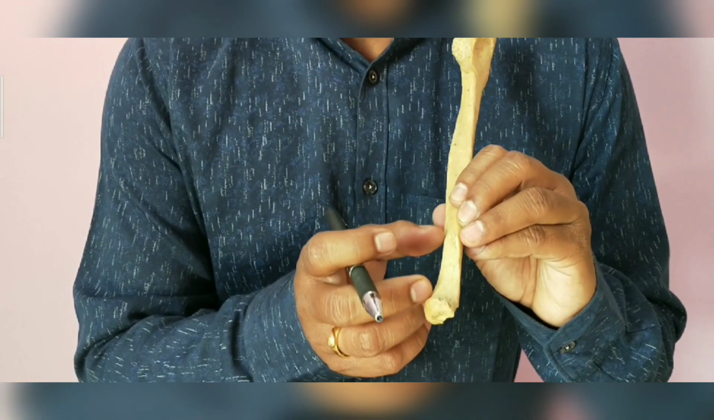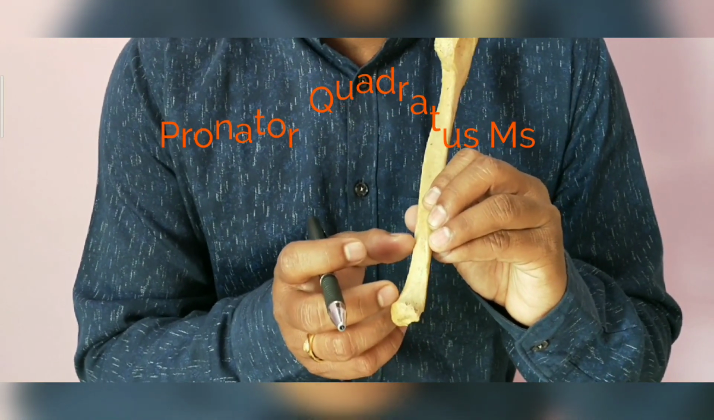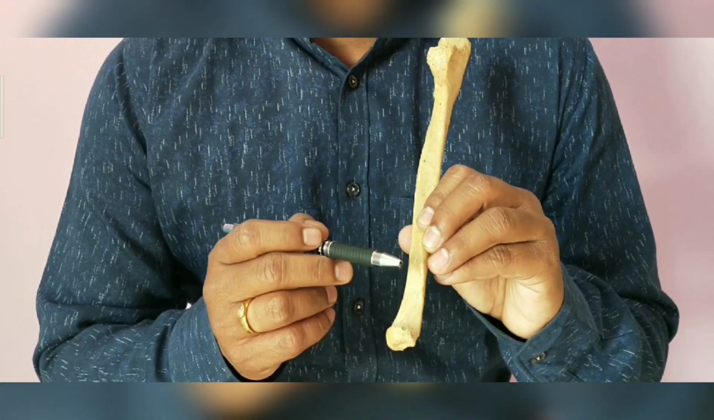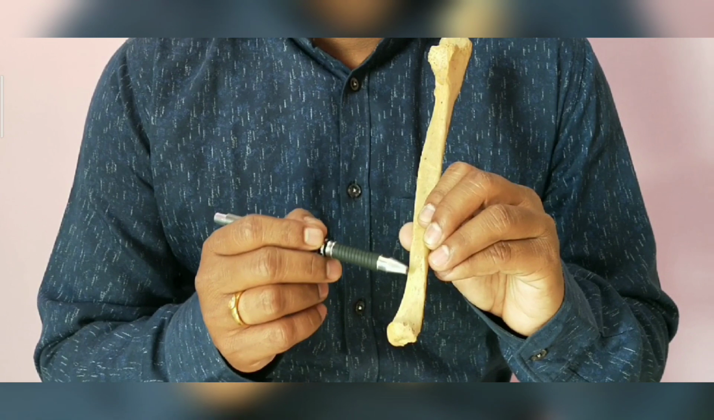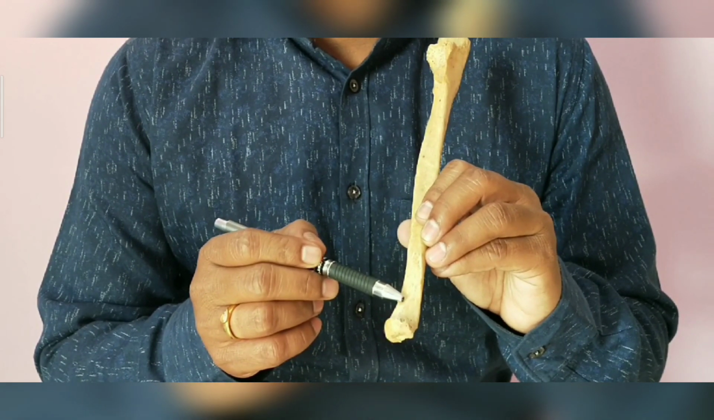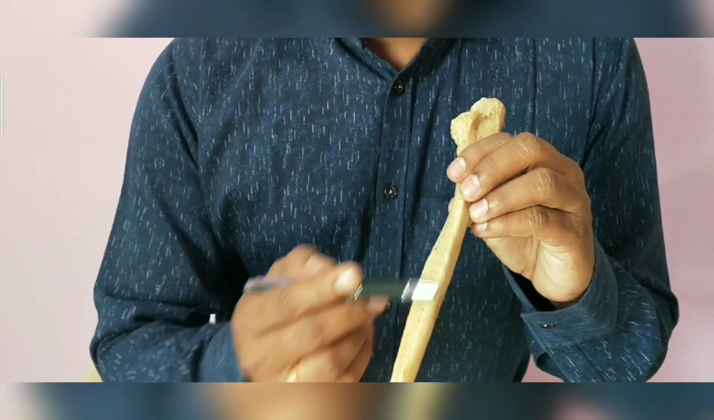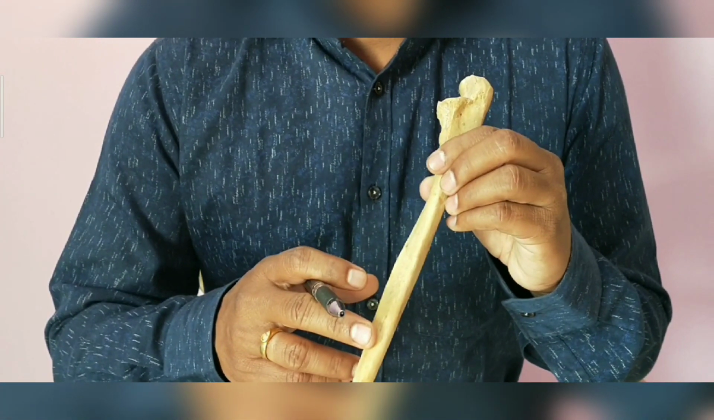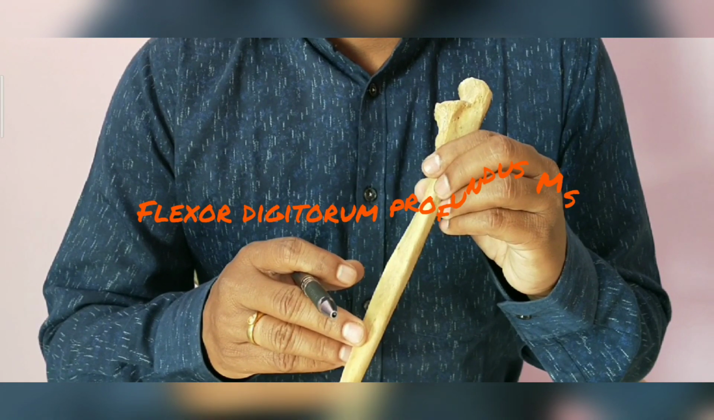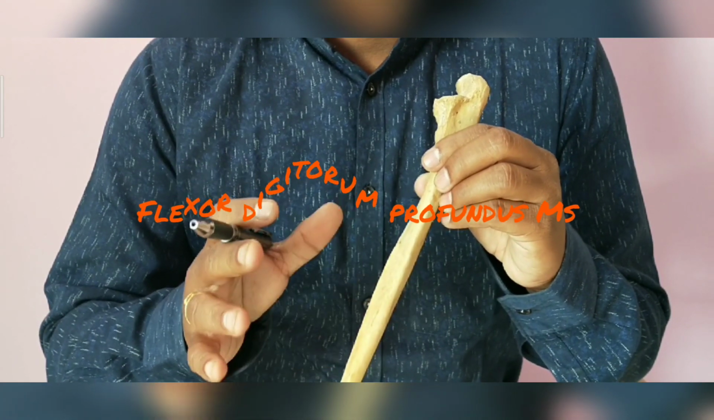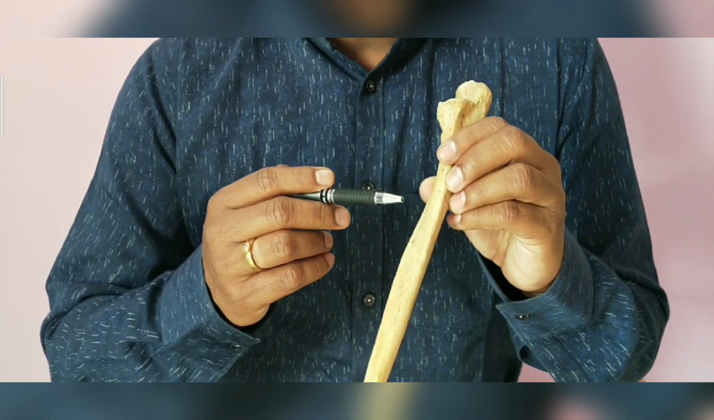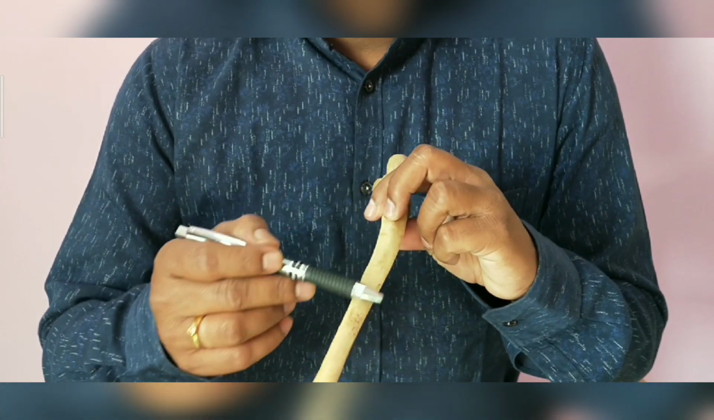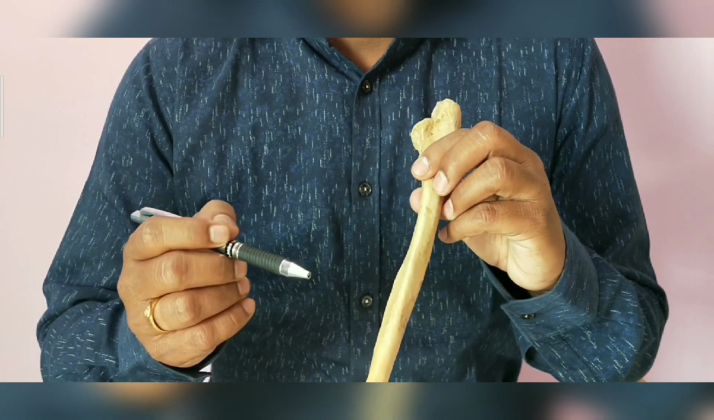On the lower end of the anterior surface is the origin of the pronator quadratus muscle. On the anterior surface and the medial surface is the origin of the flexor digitorum profundus muscle. It is a huge muscle which originates from the upper part of the anterior surface and the upper part of the medial surface of the ulna.